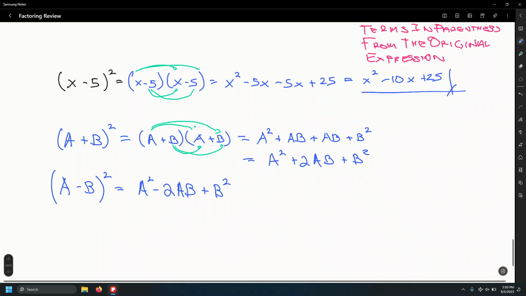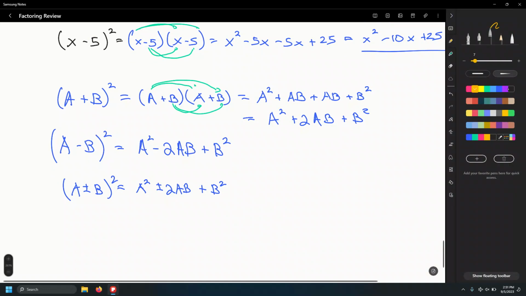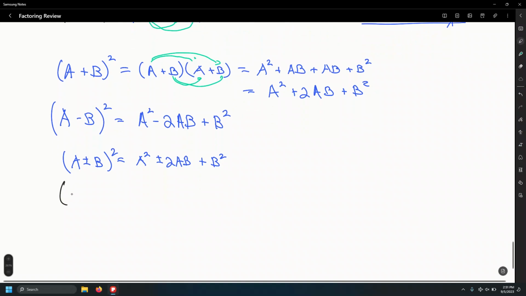Or if you want a more condensed way, you can use the plus minus notation. A plus minus b squared equals a squared plus minus 2ab plus b squared. Well, when is it going to be a plus right here? When you have a plus. When is it going to be a minus? When you have a minus here. All right? So that's a more generalized way to talk about perfect square trinomials. For instance, we can use this formula, or this idea, to expand other kinds of binomials like x minus 7 squared.